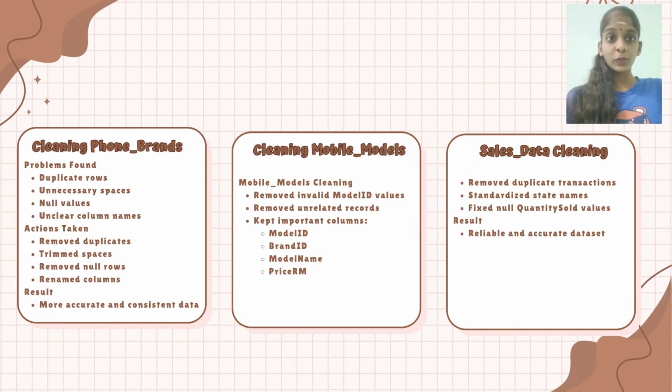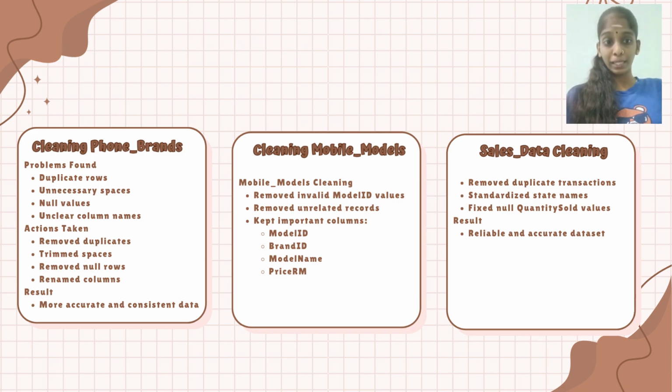On this page, we can see the detailed cleaning processes performed for each dataset. For the phone brands table, several problems were identified such as duplicate rows, unnecessary spaces, null values, and unclear column names. To solve these issues, we removed duplicate rows, trimmed spaces, removed rows containing null values, and renamed the columns properly. As a result, the dataset became more accurate and consistent.